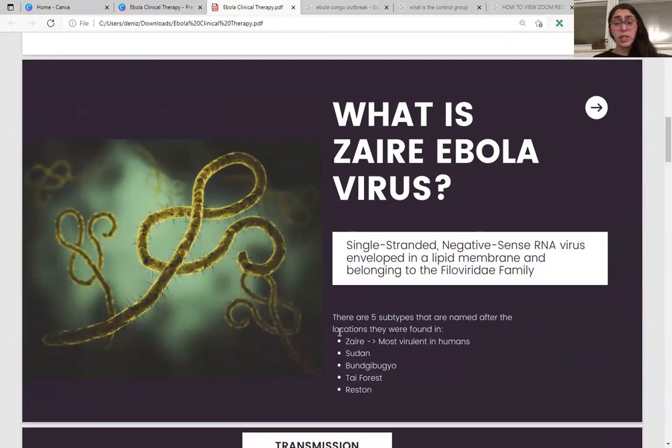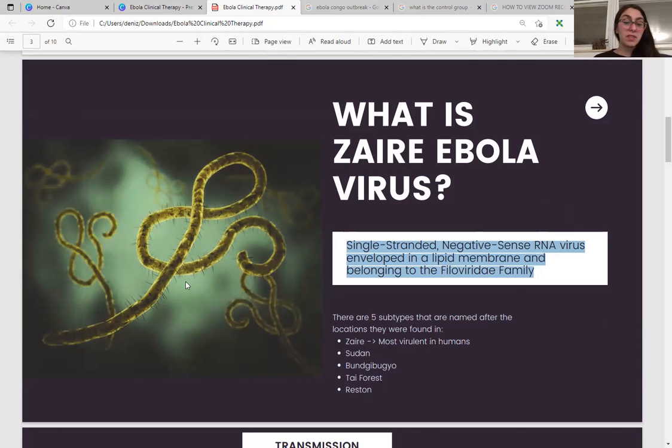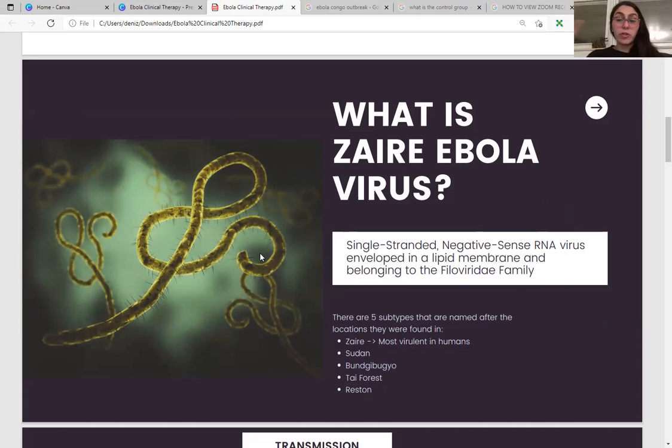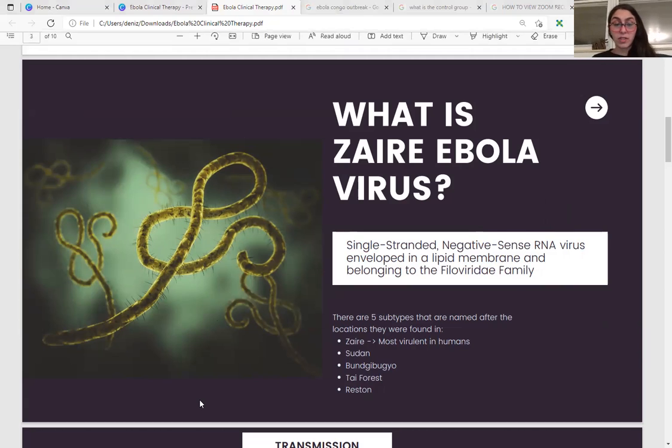So the Zaire Ebola virus, Ebola virus in itself, is a single-stranded negative sense RNA virus enveloped in a lipid membrane and belonging to the Filoviridae family. And as you can see, it doesn't appear as the viruses that we are used to seeing, like the phages with their injecting legs, or the coronavirus with its fearsome spikes. This looks almost like a parasite. So that was interesting to me.